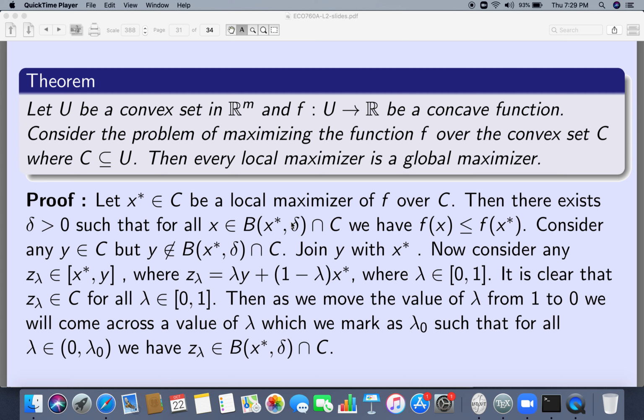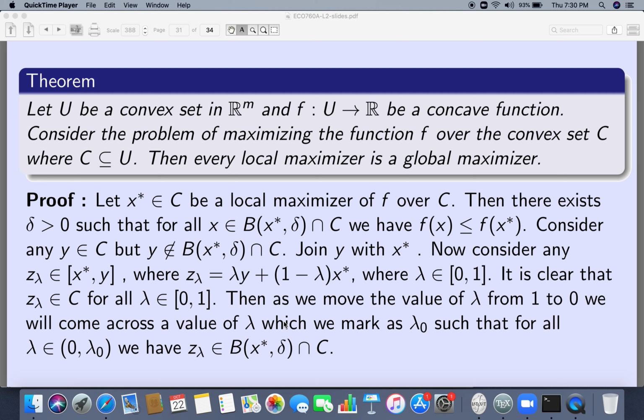So it is clear that there would be a threshold point lambda naught, such that for all lambda lying between 0 and lambda naught, these points z lambda on the line segment joining y and x star would come inside this zone. It's a very simple thing to do. I think I should have given a figure. Okay, I'll put a figure when I send you the notes.